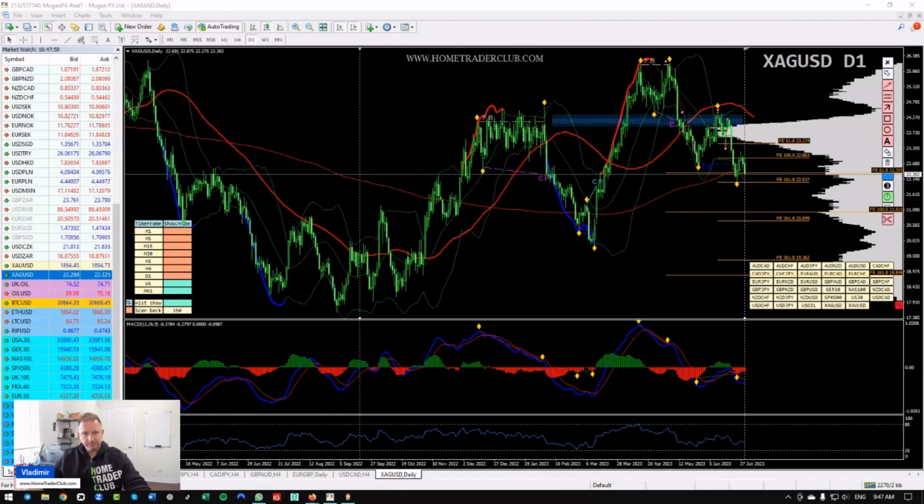So this is my trading plan on silver. Let me know, what do you think about this one? How low do you believe silver can go all the way down?